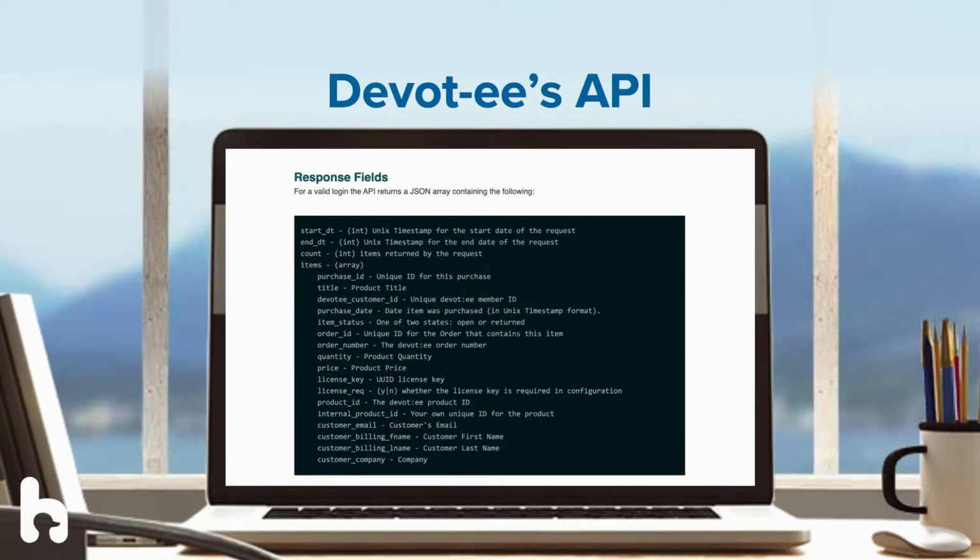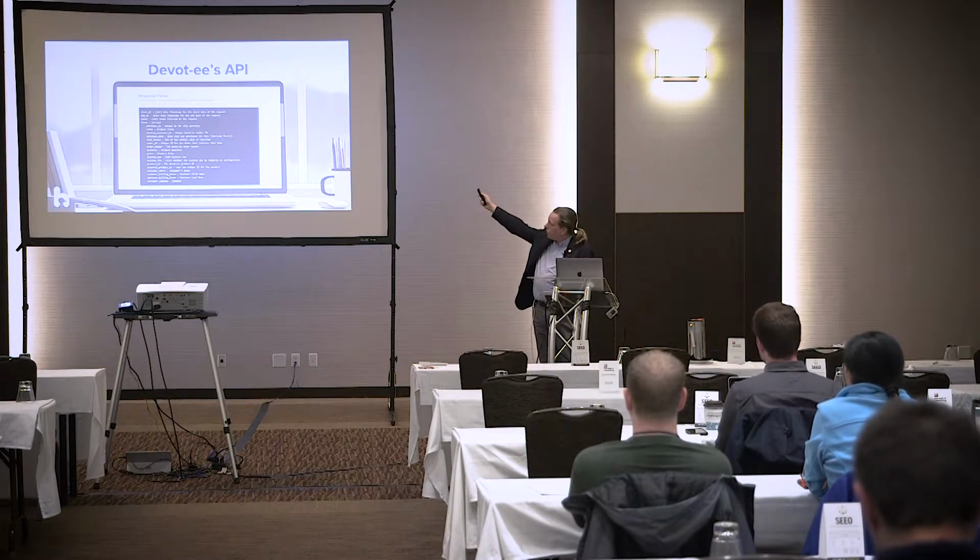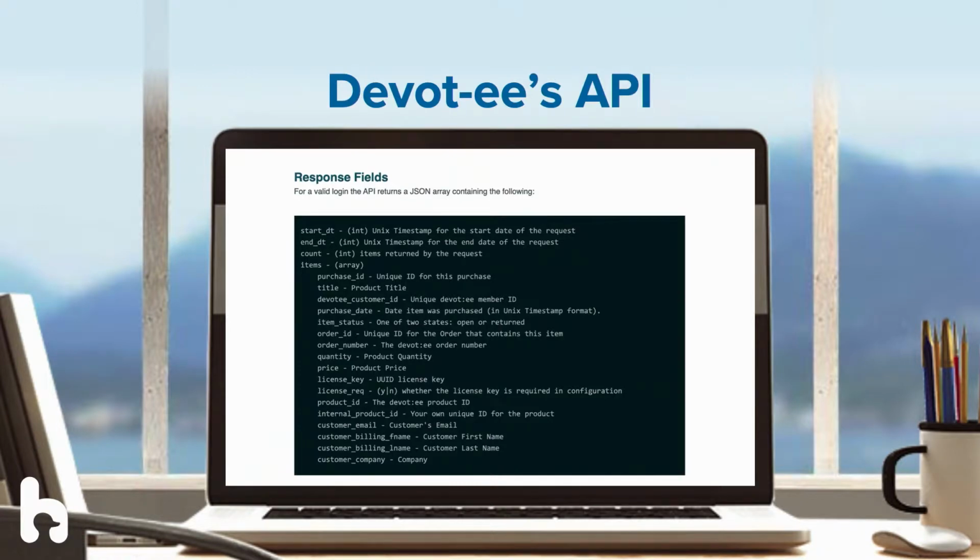Devotee has a really good API to fetch order information. It's at devotee.com/sell/orders.api. I think I have that URL on the next slide. This is pretty small to see, but these are all the response fields you get when you ask for orders. You can ask for a date range, and it'll give you all the orders that happened within that date range.